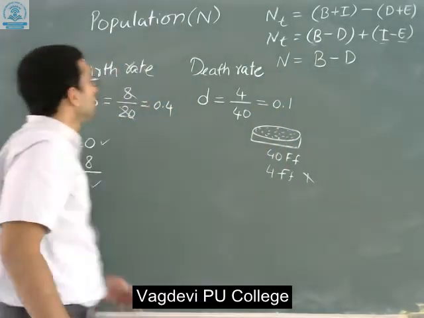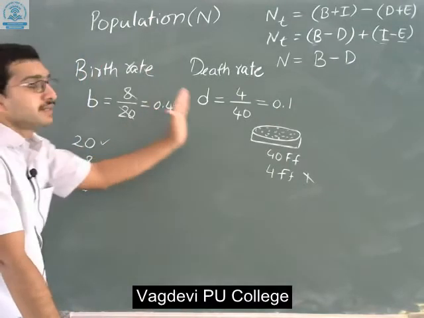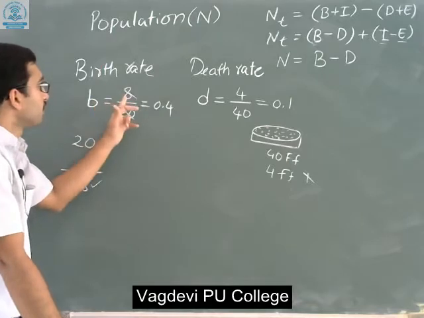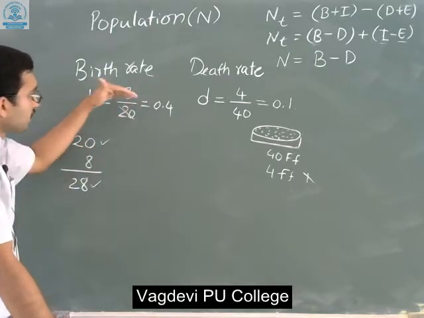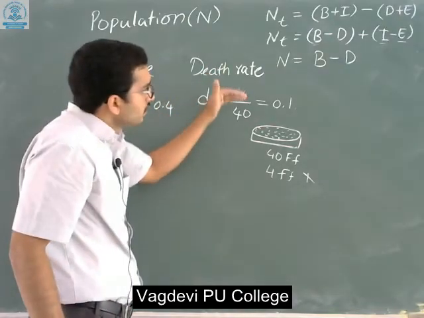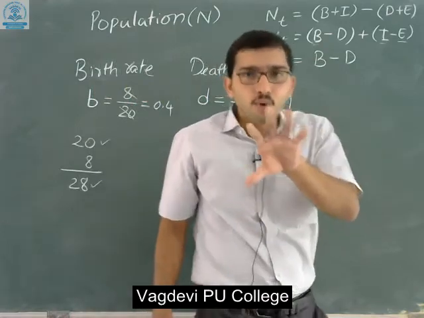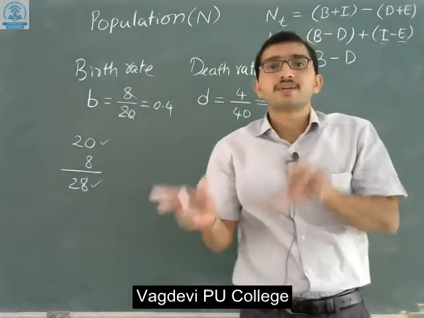So the population density is dependent upon the birth rate and death rate. Birth rate means dividing the number of new individuals by the previous population. Here also, death rate is the number of dead divided by the total population. With this we get the population's birth rate and death rate.